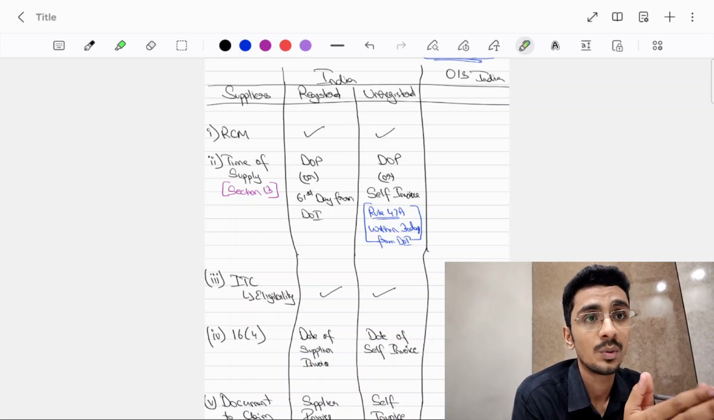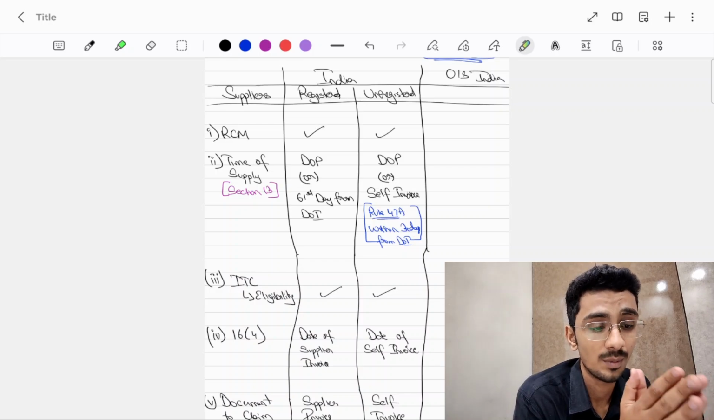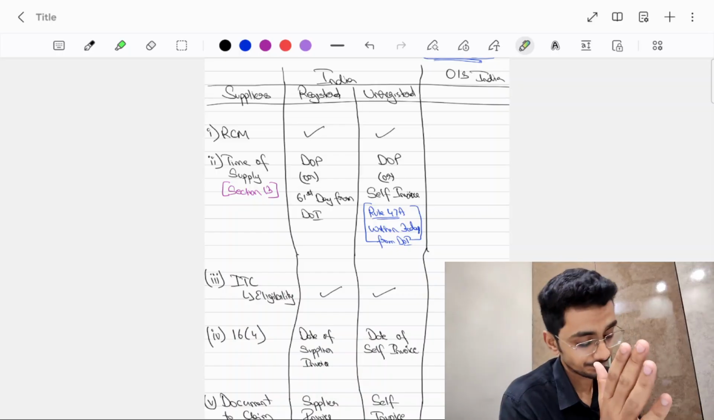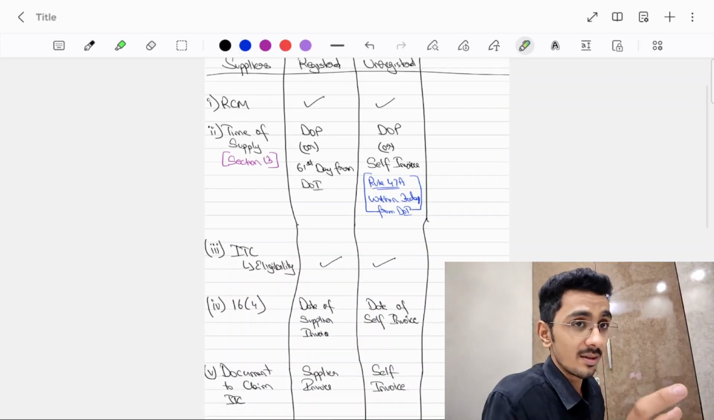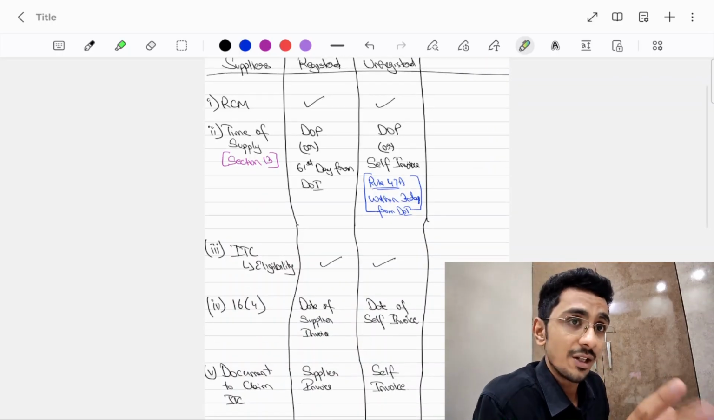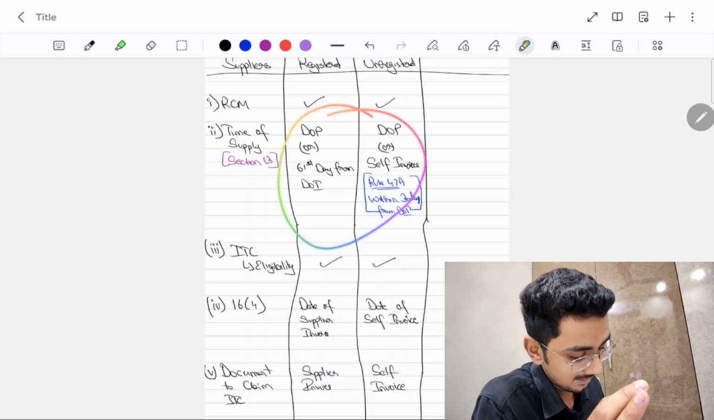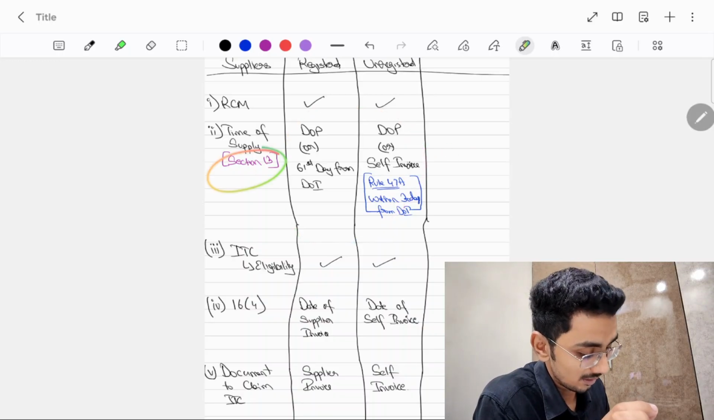You cannot raise a self invoice after that. Self invoice is to be raised within 30 days from the date of the original supplier's invoice. Where is it written? Regarding self invoice, it is mentioned in Rule 47A. Now, regarding these timelines, it has been mentioned in Section 13.